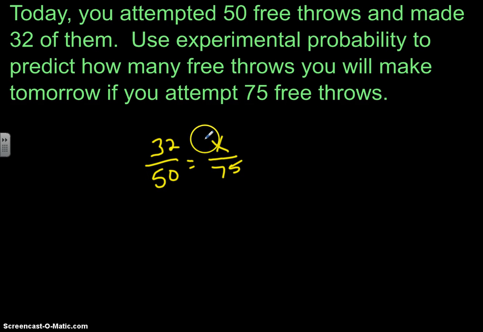Okay, so what I'll do is I'll cross multiply, which I'm not going to do here today because I don't have a calculator, but I would cross multiply. So I get 50x equals 32 times 75. Then I would divide by 50, and I've got my answer.